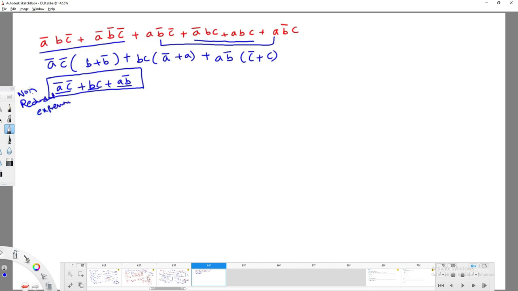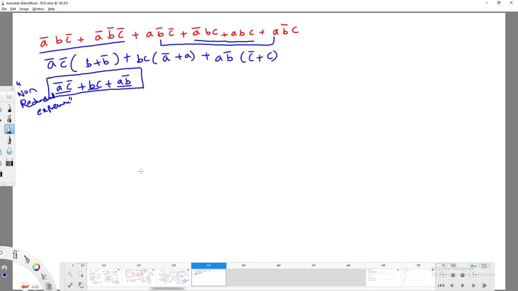What is the meaning of a non-redundant expression? I cannot remove any literal from the expression. That is what I call a non-redundant expression. Okay, fine. Now for this Boolean expression, can I implement the circuit? Yes, we can implement it.